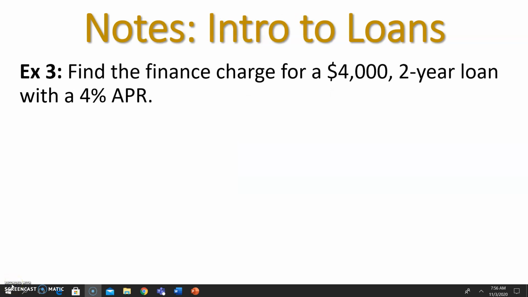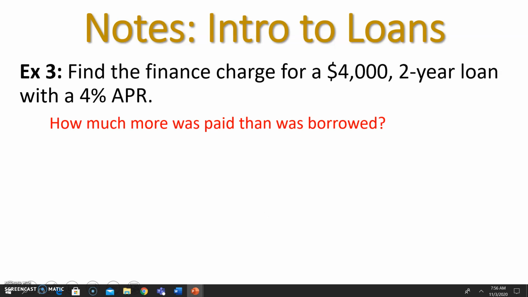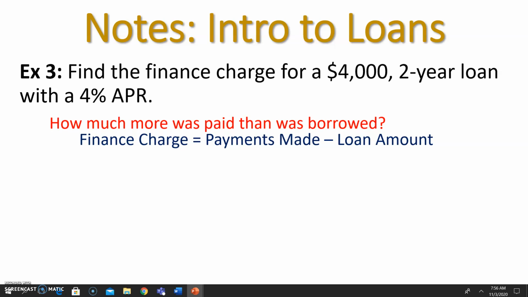Example 3. Find the finance charge for a $4,000 2-year loan with an APR of 4%. Now note, this is just a continuation from examples 1 and 2. In this case, we're going to ask ourselves the following. First question is how much more was paid than was borrowed, right? So our finance charge is going to be equal to the payments we made minus the loan amount.